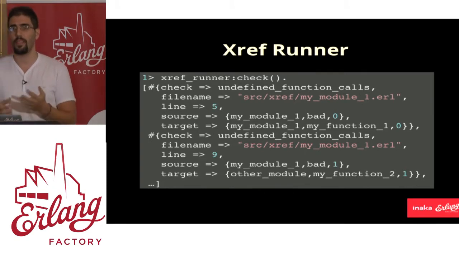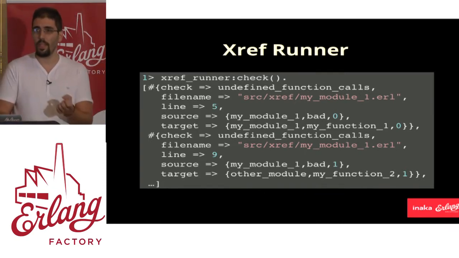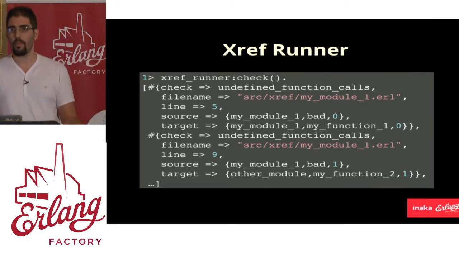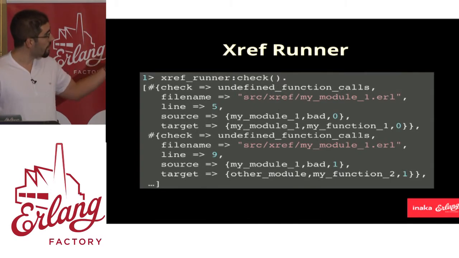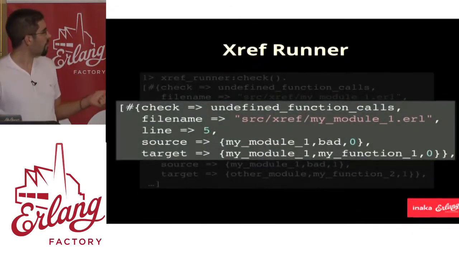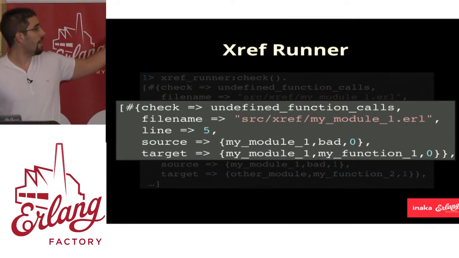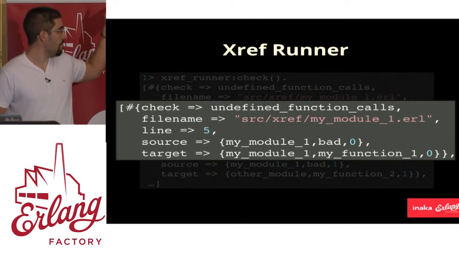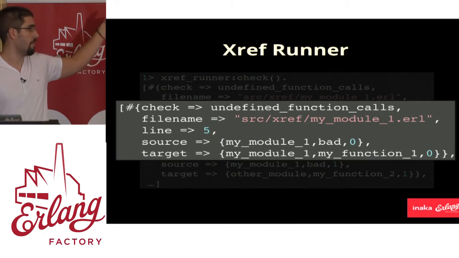Xref_runner is basically some sort of rebar xref, very, very similar. It runs almost the same thing, but instead of printing out the results on the console, it returns the results of the check in map format, where it tells you which check it was, where the problem is in file name, line number, and the tuples from xref, the same ones as results from using xref directly.